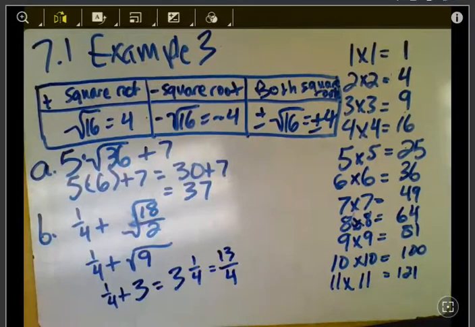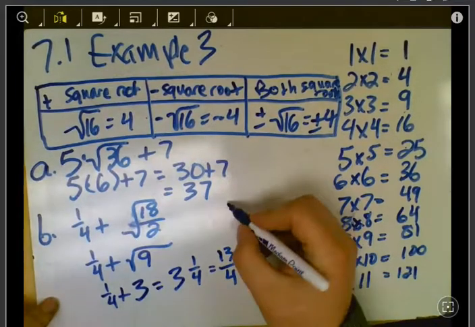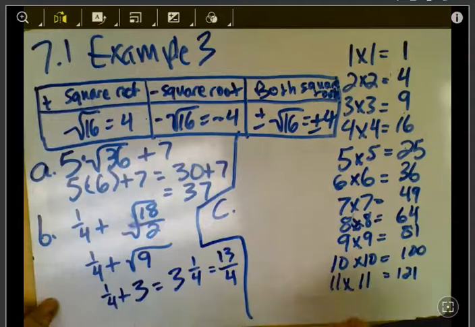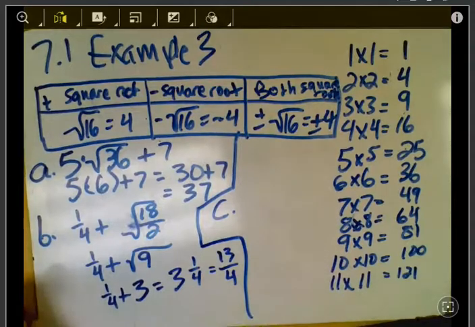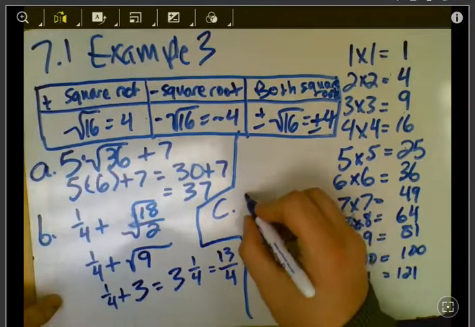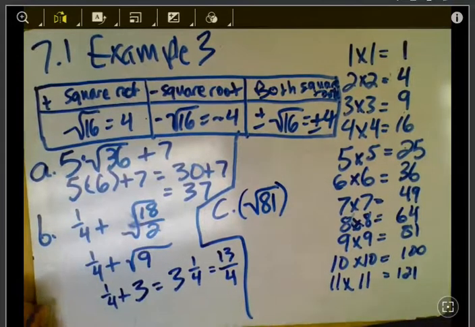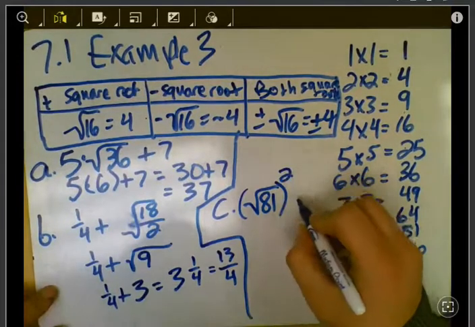C is, if it's okay with you guys, I won't erase it. I'll just do C over here. We got a little bit of space. Just bear with me here. C is the square root of 81, squared, minus 5.